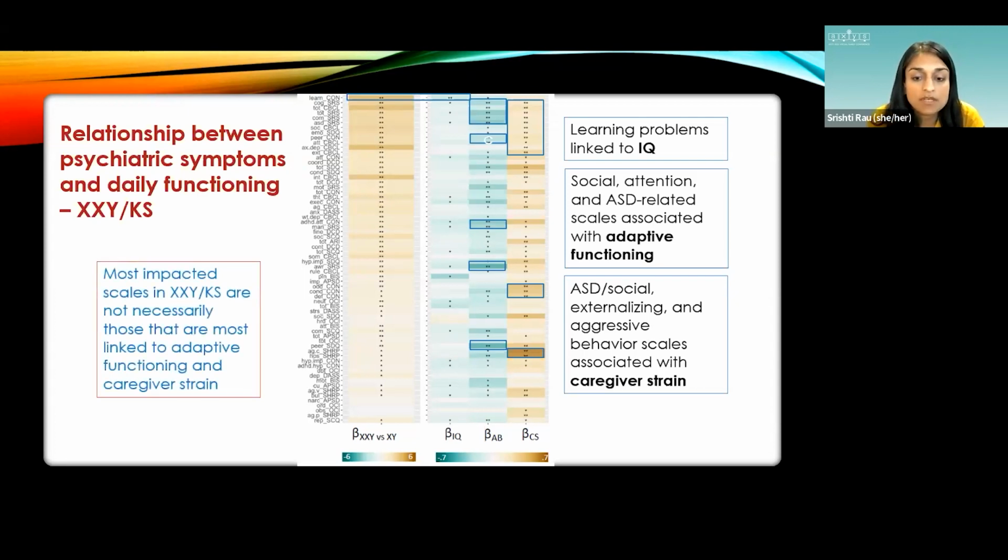I think what I want to be sure to highlight here is that the scales that are most impacted, meaning those that are at the top of this scale here, aren't necessarily those that are most linked to some of these daily functioning outcomes. So, for example, these scales that are down here that aren't necessarily as impacted in Klinefelter's compared to their control group, they're still having a significant impact on daily functioning with respect to adaptive functioning and caregiver strain.